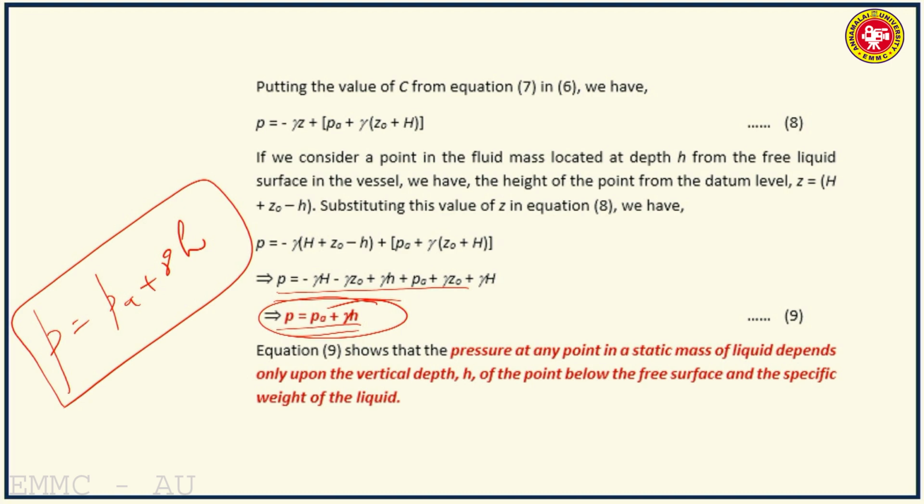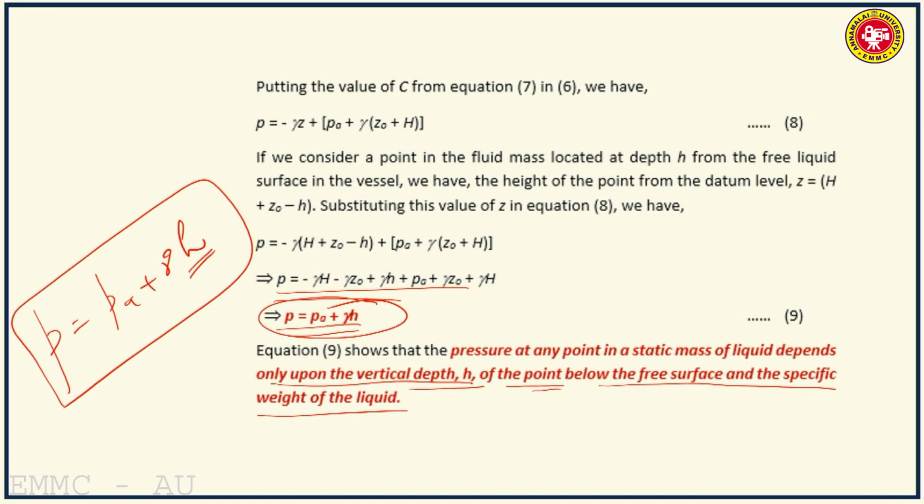So PA is atmospheric pressure plus specific weight of fluid multiplied by the depth of the point below the free surface. So this equation shows that the pressure at any point in a static mass of liquid depends only upon the vertical depth H of the point below the free surface and the specific weight of the liquid. So this is again another landmark equation which can be conveniently expressed. Instead of expressing it from the bottom, it is easier to understand when you express it from the top, that is from the free surface.